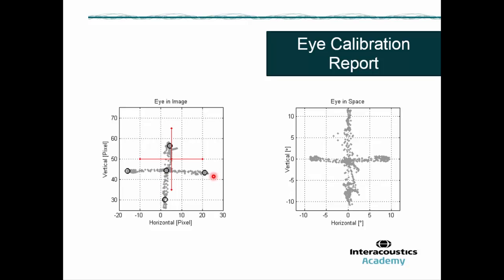Once you've inspected the eye in image, then you can inspect the eye in space and look to see if we're getting a cross shape. So you want to see a line along the 0 horizontal degrees axis and also a line along the vertical degrees axis at 0. And this will tell you that you have a good calibration.